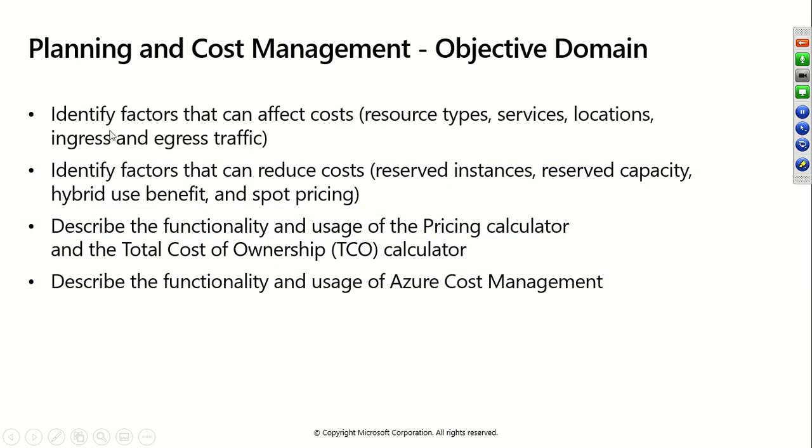Planning and cost management. Here we identify the factors that can affect our costs. Factors like the type of resource, the services, the location where it is, and ingress and egress. Ingress is like your network security group for inward traffic. Egress is for traffic that is leaving your Azure services or Azure resources to the internet or to the public. We also look at the factors that can reduce costs.